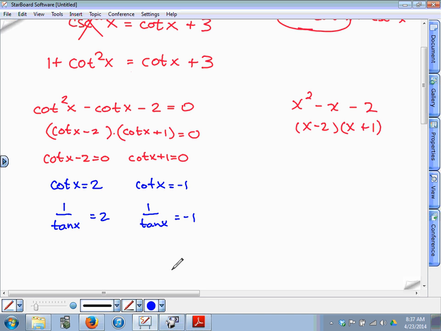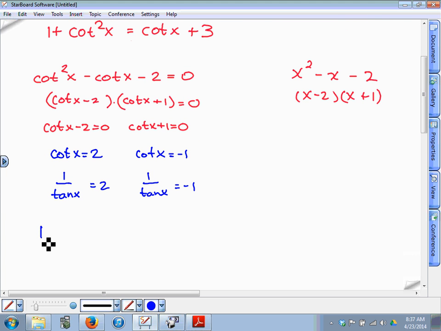What's the use of doing this? Well, I'm more comfortable with tangent than cotangent. You guys probably are as well. We need to still manipulate this slightly. How can we clean this up a little bit? Multiply both sides by tangent and then divide by 2. If we do 2 steps in one, we're going to have the tangent of x equals 1 over 2.